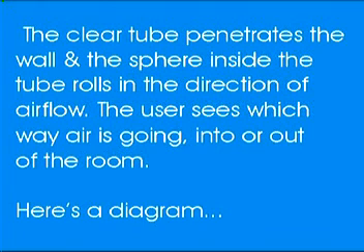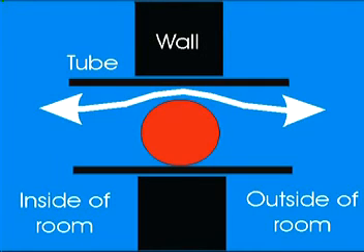The indicator is made up of a clear tube that penetrates the wall, and the sphere inside the tube rolls in the direction of airflow. The user sees which way air is going into or out of the room. Here's a diagram of the tube. Notice how it's in the wall. The sphere inside the tube rolls horizontally in the direction of airflow, into or out of the room.